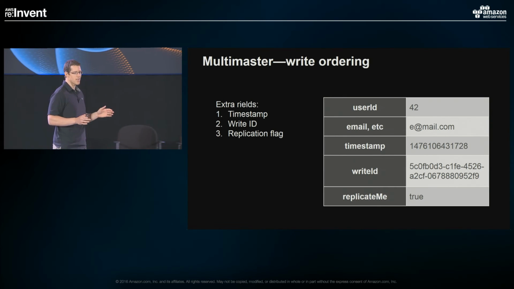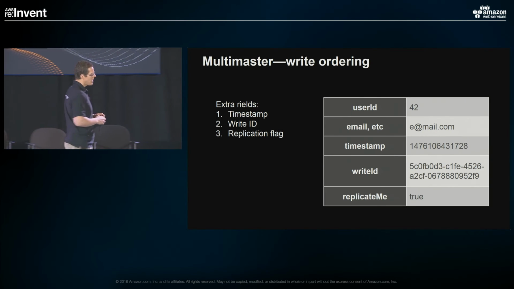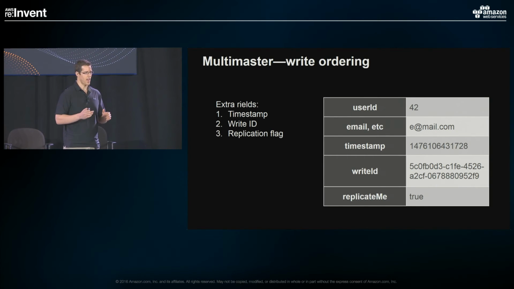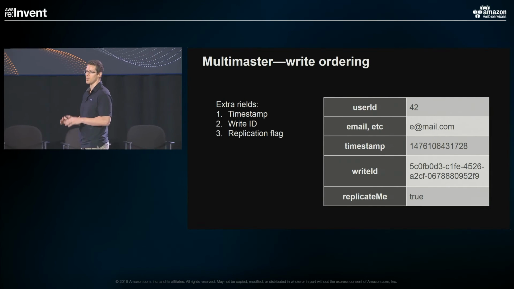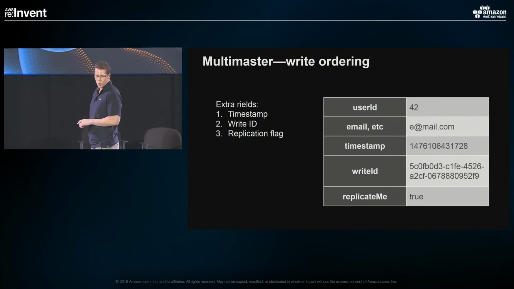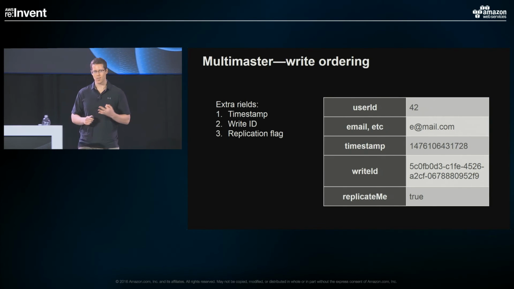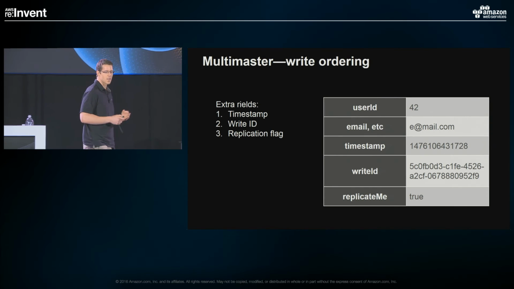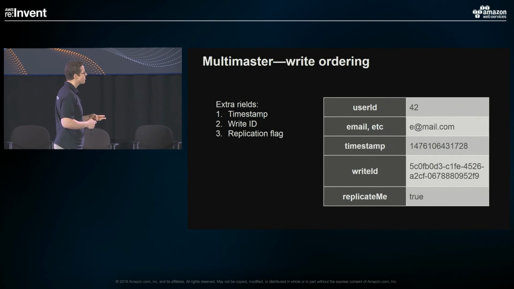There's a ton of work on this. I'm actually going to try and touch on some of the theoretical stuff at the very end. But for now, our solution is simplicity as much as possible. Just simple, simple, simple, right? So we're adding 3 attributes to our items, or 3 columns to our tables: timestamp, write ID, and replicate me.